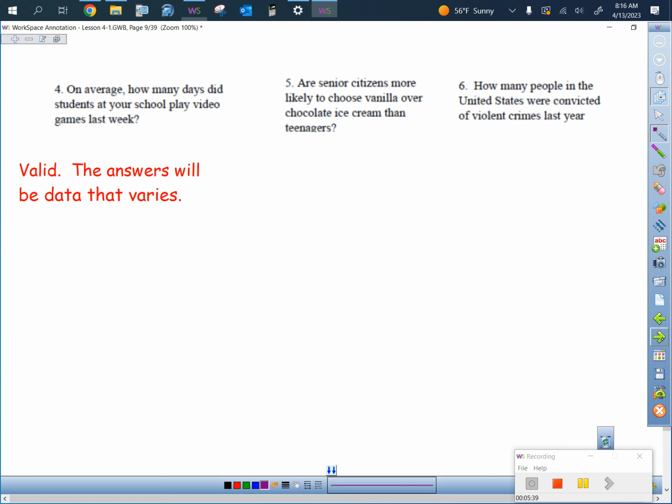Are senior citizens more likely to choose vanilla over chocolate ice cream than teenagers? If you went and asked one senior citizen what they thought, would that be the same or vary than another senior citizen? Can the data vary? It varies, right? So that's valid.